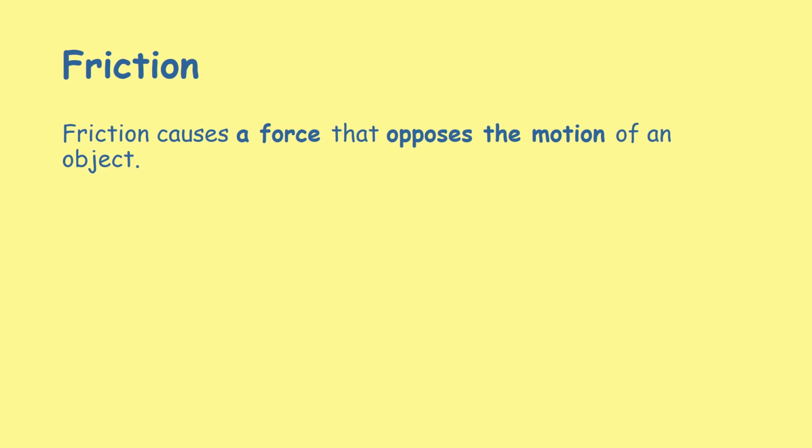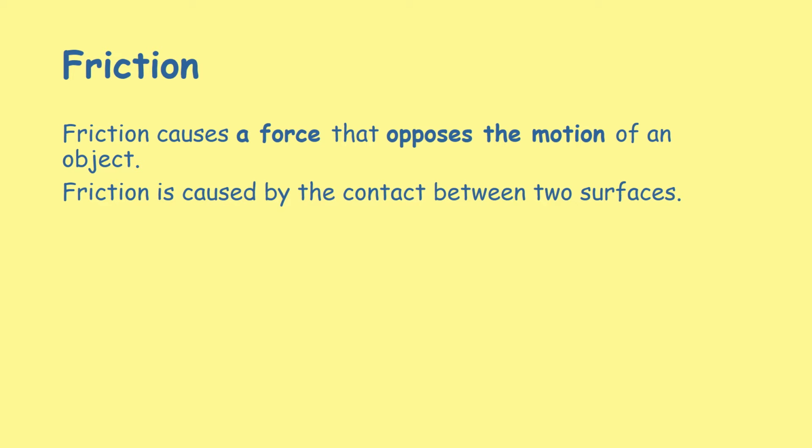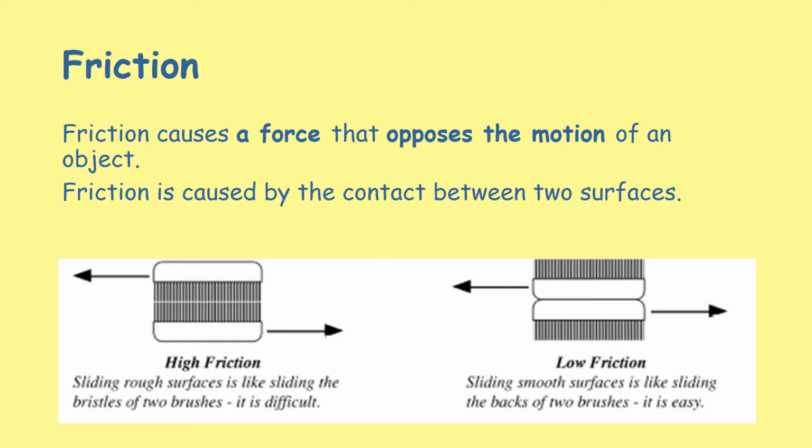Friction. Friction causes a force that opposes the motion of an object. Friction is caused by the contact between two surfaces. We have two examples just here showing high friction and low friction. If we slide rough surfaces together, like sliding the bristles of two brushes together, it's difficult. This is because there is high friction. Looking at low friction, if we slide smooth surfaces together, like sliding the backs of two brushes, this is easy. So high friction makes it more difficult to slide rough surfaces together, and low friction makes it easy to slide smooth surfaces against each other.